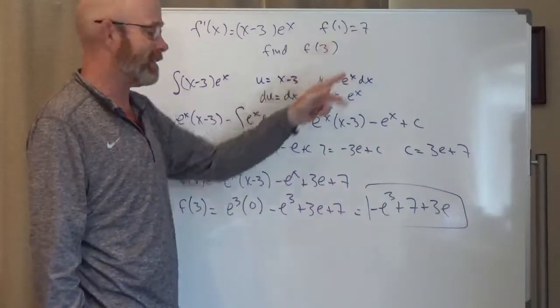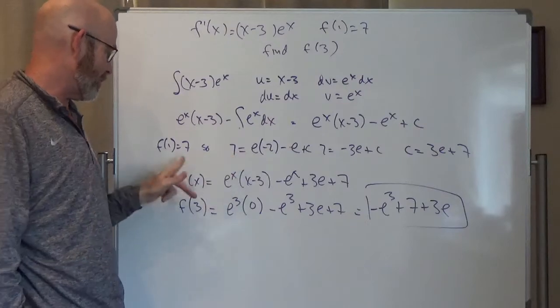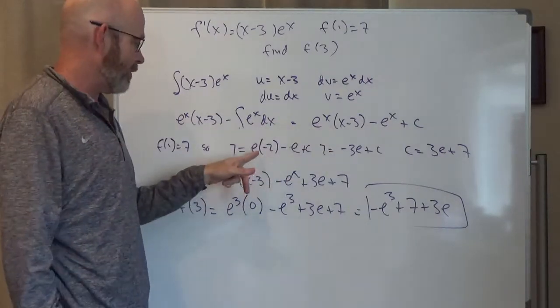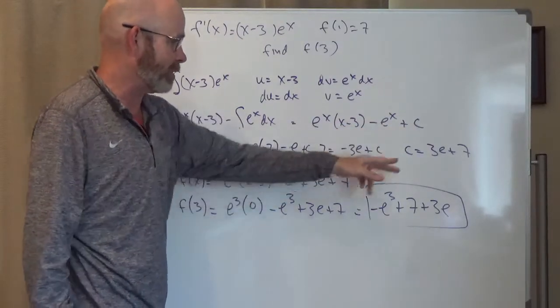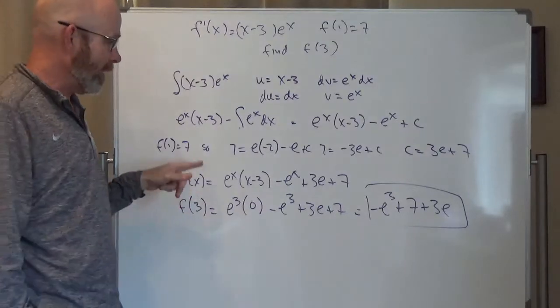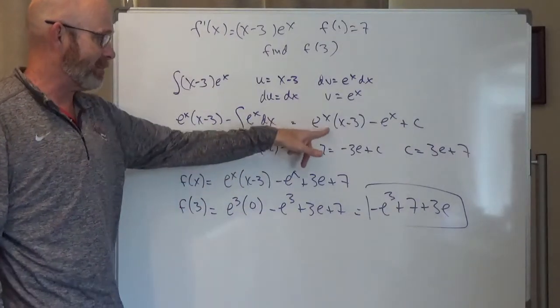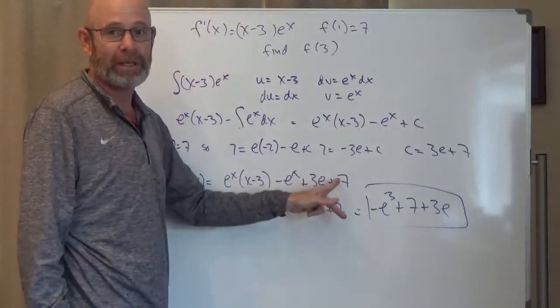I know that f of 1 is 7, so I got to go back and find that c, pretty straightforward. So 7 equals, I'm just plugging in 1 to this, so I get negative 2e plus c. I wind up with c equals 3e plus 7. Which means my actual function is e to the x times x minus 3 minus e to the x plus my c, which is 3e plus 7.